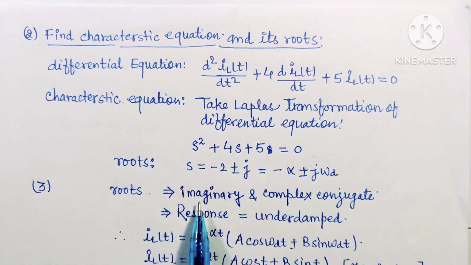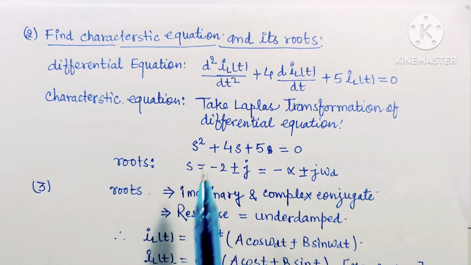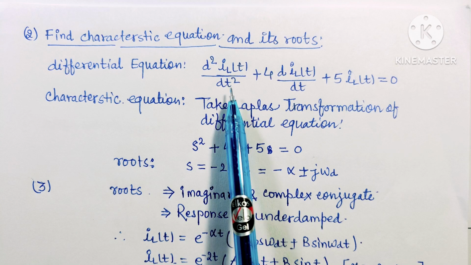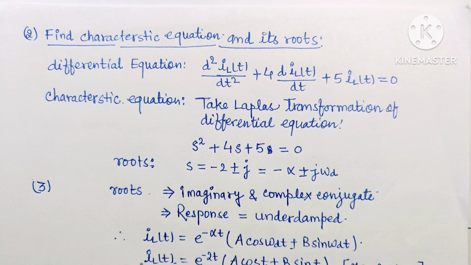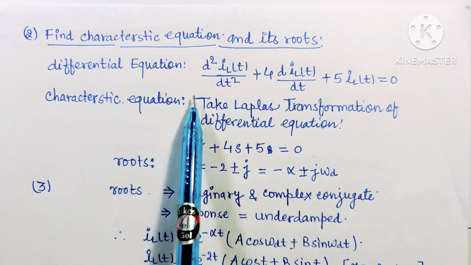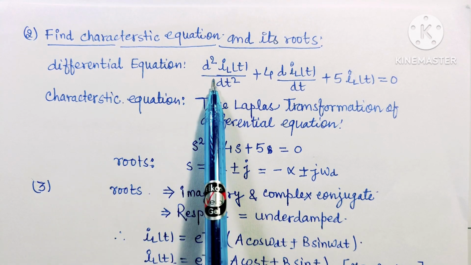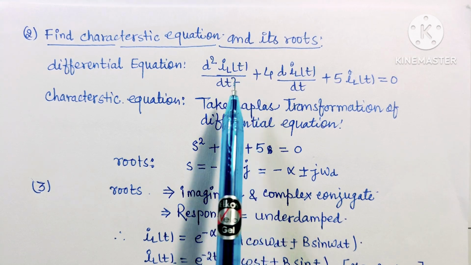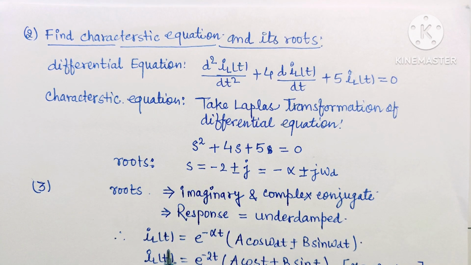Here we can see that our roots are imaginary and complex conjugate, so its response will be underdamped, and for an underdamped system, we can write the value of ILT. Since we had calculated this differential equation in the form of ILT, the value of ILT will be equal to e to the power minus alpha t into A cos omega d t plus B sin omega d t. If we had calculated this differential equation in the form of voltage, say d square VCT by dt square, then the same form would apply for VCT.